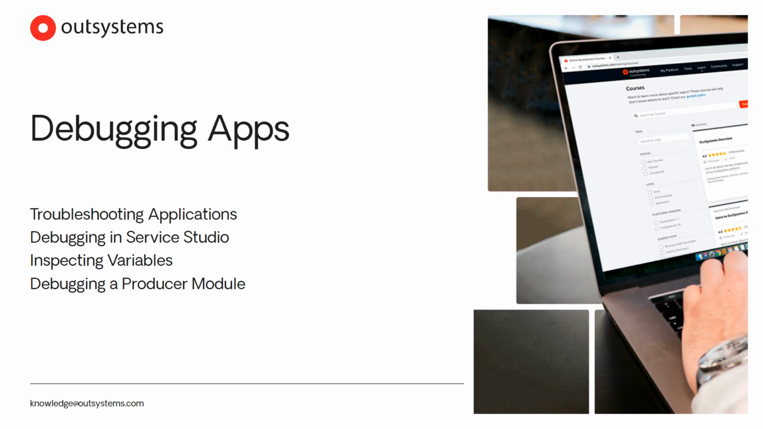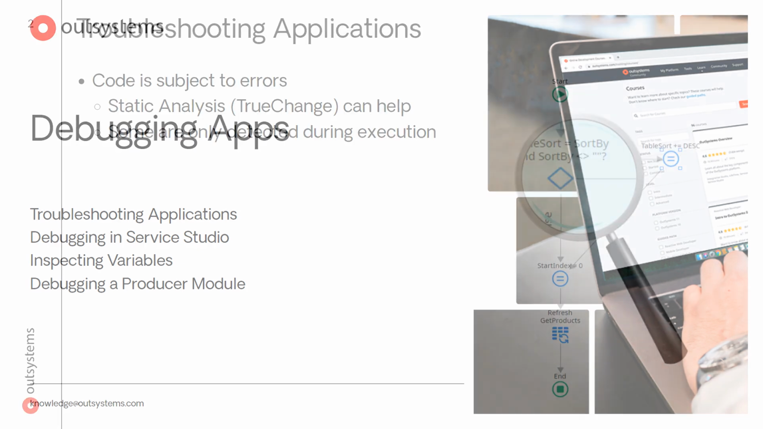In this session, we will introduce debugging and how we can leverage it to troubleshoot our apps. We will start by defining troubleshooting and debugging before we jump into debugging in OutSystems. Then we will introduce the main steps of how to debug apps in OutSystems. Finally, we will explain how to debug a producer module.